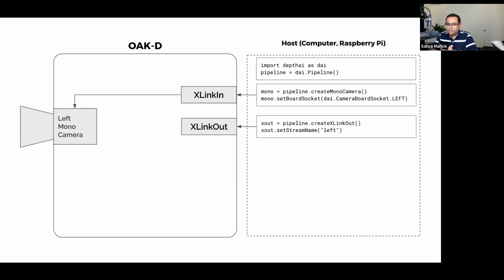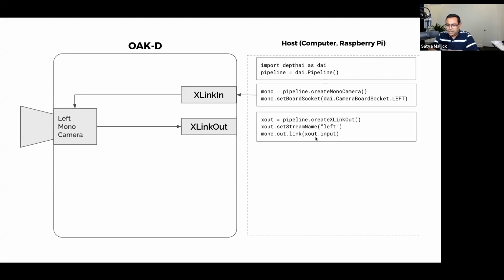Now we do an XLinkOut because we want to get the frame out. As I had mentioned before, XLink is the node we use whenever the host wants to communicate with the camera. We created this node, and we also set a name for it because later in the code, we are going to say that I want to get this node. There could be multiple XLinkOut nodes, so we have to specify very clearly which one we are communicating with. That's why we have set a name for the output node.